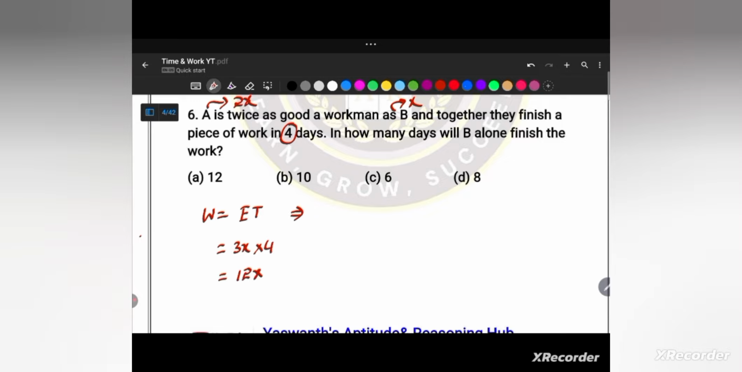Now he is asking to find in how many days B alone can finish the work. Once again the basic formula, work equal to efficiency into time. From this the time will be equal to work by efficiency. Now, asking to find the time of B, right? So we will be taking the efficiency of B. We know the work, how much work here? 2 lakh units. What about the efficiency of B? We had taken the variable as X. So it should be equal to 12 days. So we can mark option A.